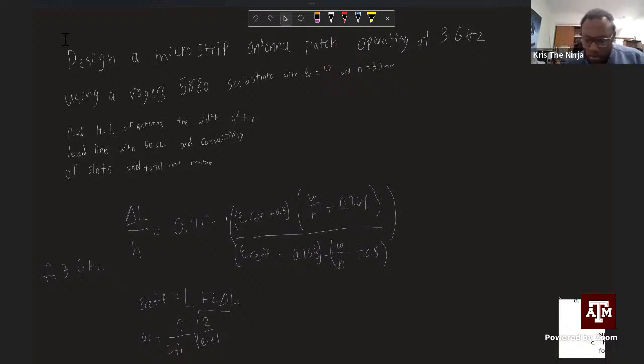What was that equation for the dielectric constant? That's on the formula sheet as well, isn't it? What is epsilon effective? Epsilon R effective or just epsilon effective? I think it would be epsilon effective because that's the one underneath the square root in the c over two f r.